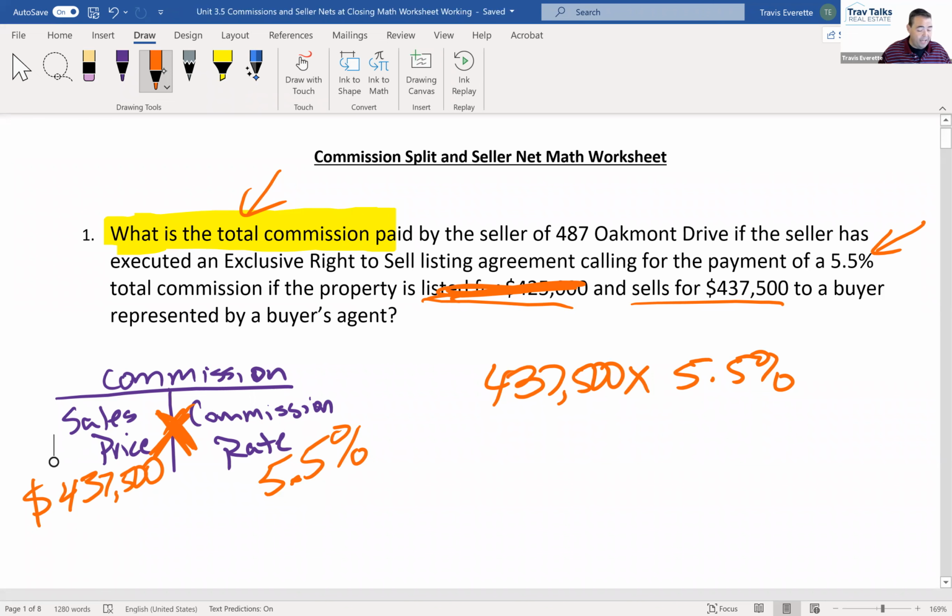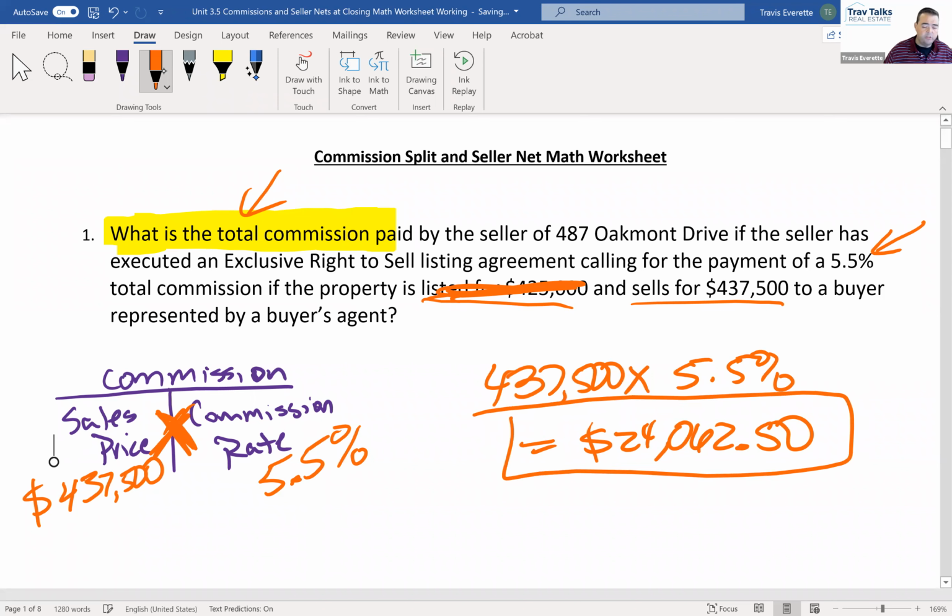437,500 times 5.5%. Stop. And that equals 24,062 and 50 cents. Just always remember that with a calculator. Whenever you're using the percent button, that is the last button you press. Always do your math such that the percent button is the last button you press, and you'll be good. So 24,062.50 is the total commission paid on that transaction.